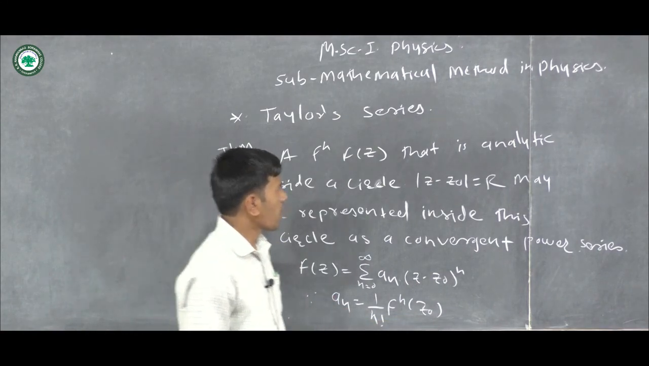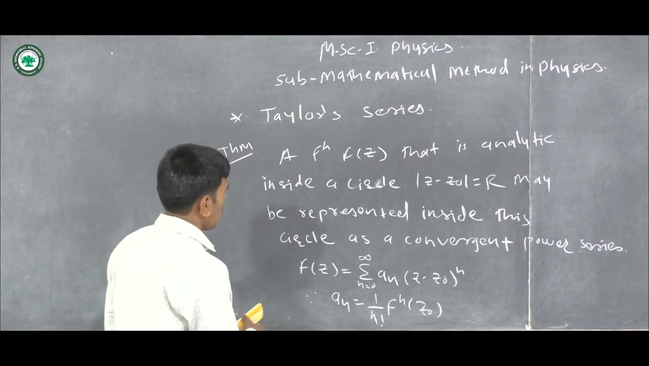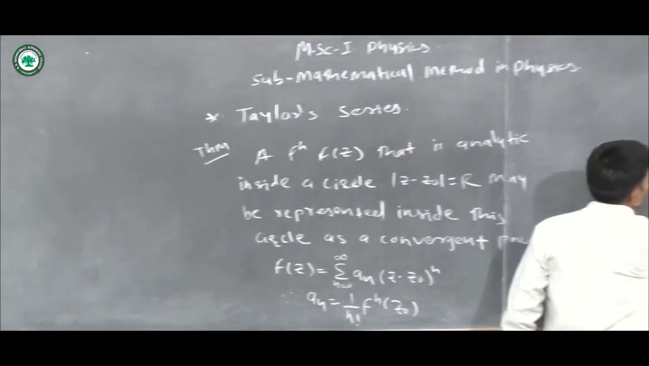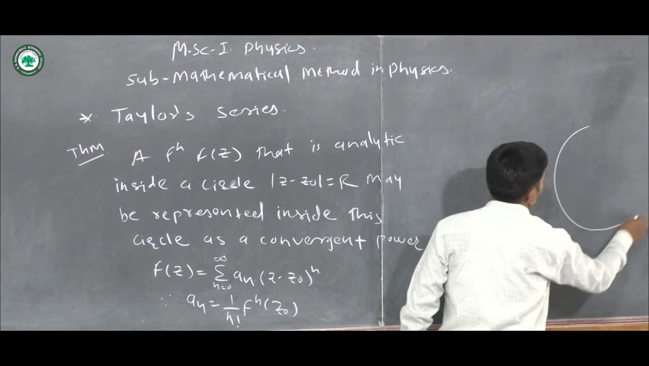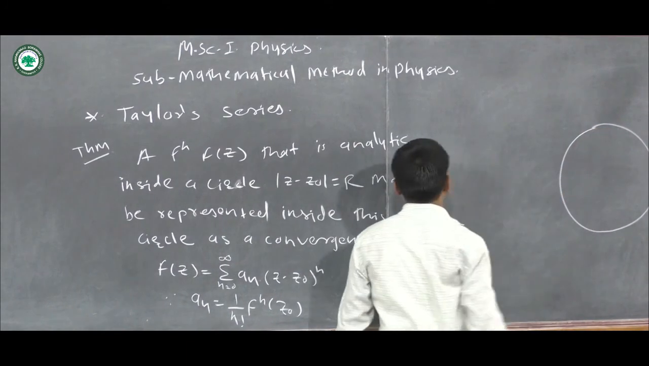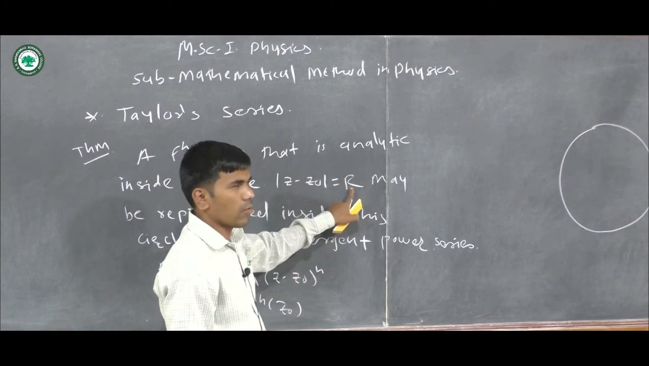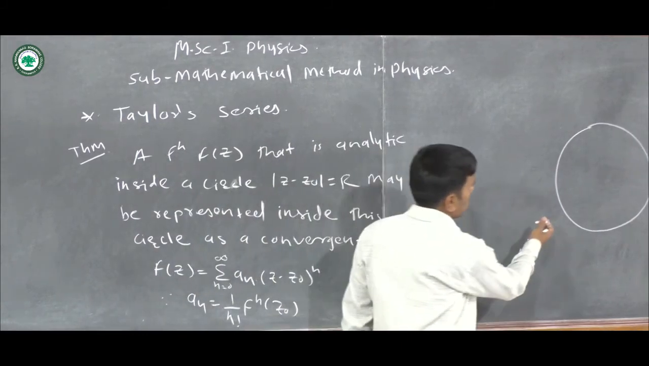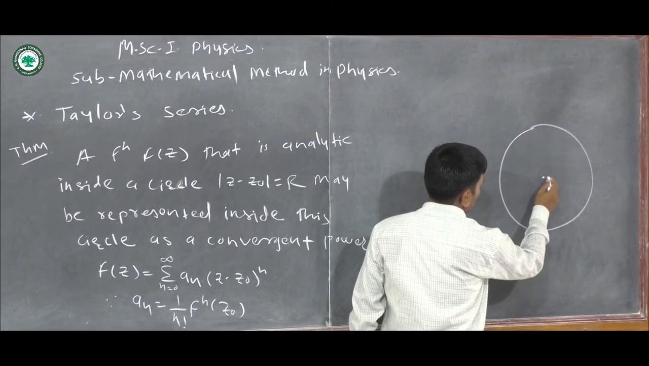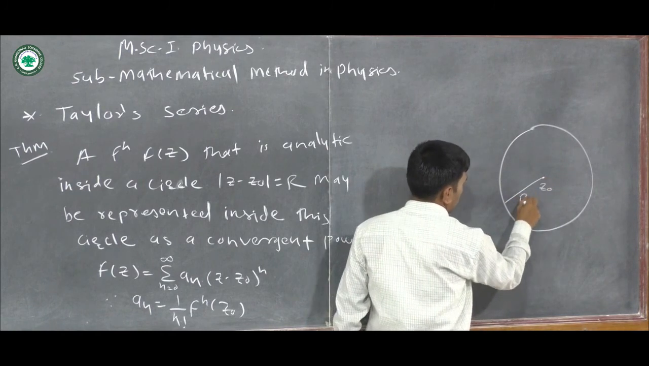If you see the proof of this theorem, first I consider one region or domain, which is this circle. You can consider the domain as a circle whose center is z0 and whose radius is capital R.